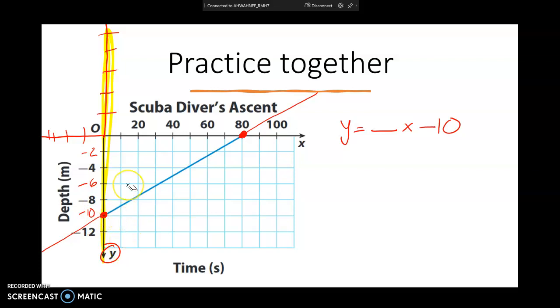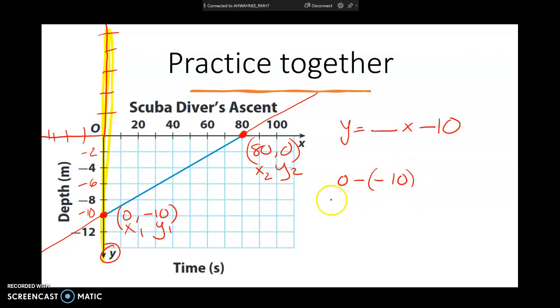So we got to use these 2 points. So this is (0, -10). And this one is (80, 0). Okay, so now we got to do y2 minus y1. So x, y, x, y. These come first. These come second. So I have 0 minus -10, and we have 80 minus 0.